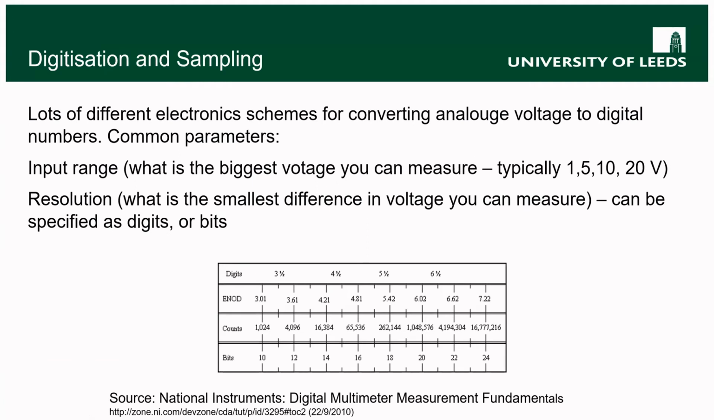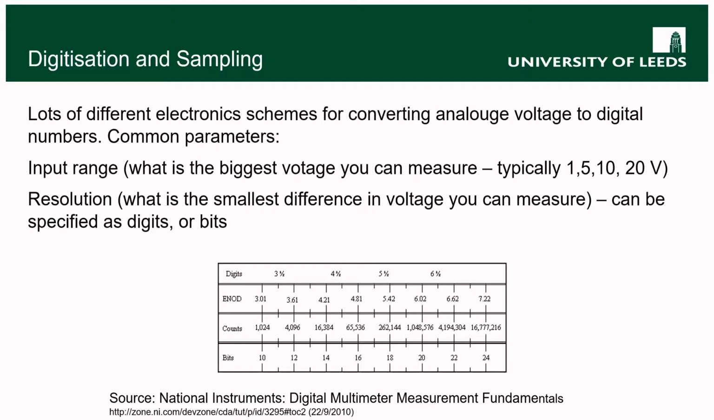So there's lots of different schemes for actually doing the process of converting an analog voltage to digital numbers. And I'm not going to go through exactly how all of those work. This is not an electrical engineering course, but there are some common parameters we can talk about. So we can talk about the input range. So what's the biggest voltage you can measure? And typically those are 1, 5, 10, or maybe 20 volts. So generally speaking, it's a number of volts of signal is the range you work in.